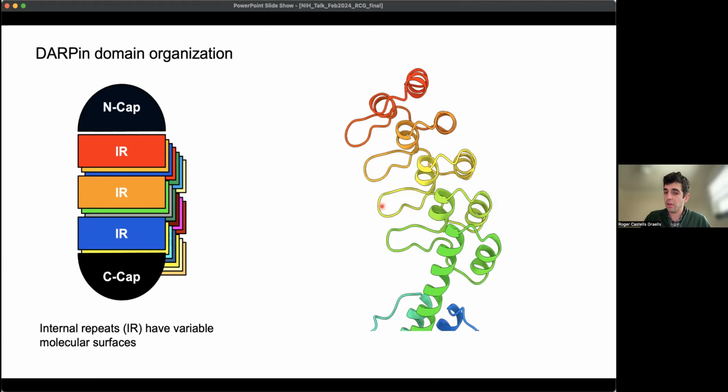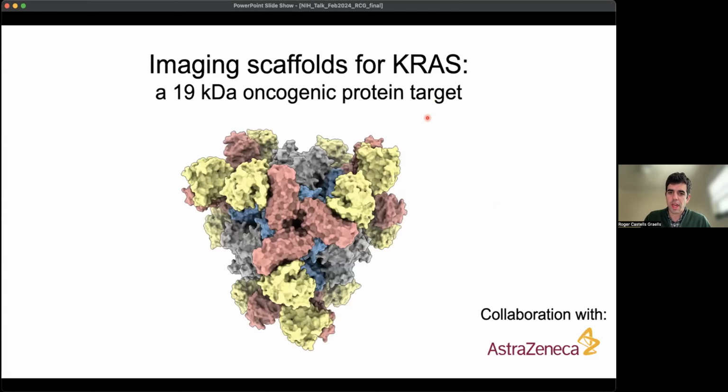So now I'm going to show you an example where I took the sequence for a DARPin that would bind to KRAS. KRAS is a 19 kilodalton oncogenic protein target that is of great interest for the pharmaceutical industry because KRAS is involved in 25% of cancers. So there are a lot of efforts to develop new drugs and treatments. And we have developed this work in collaboration with AstraZeneca.